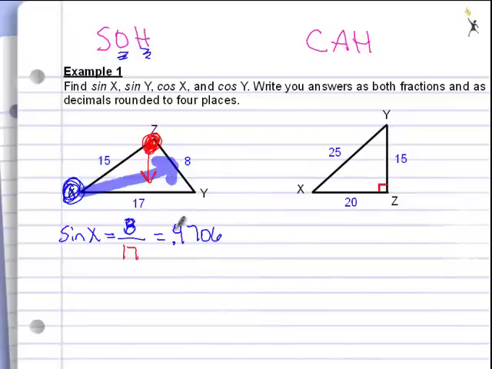Now, 8 over 17 is reduced. The reason I know it's reduced is because 17 is a prime number. If either one of these two are prime numbers, then they can't be reduced. So I know that that's as far as I can go. That is a reduced fraction and a decimal to 4 decimal places.